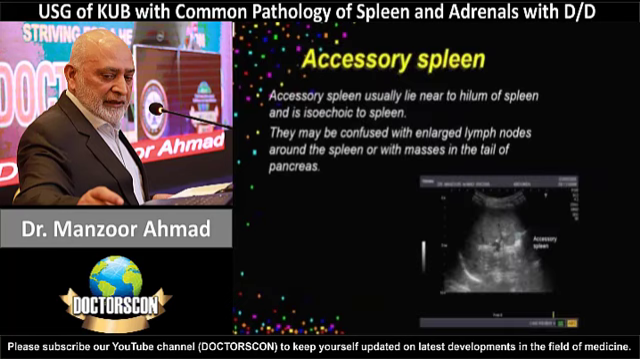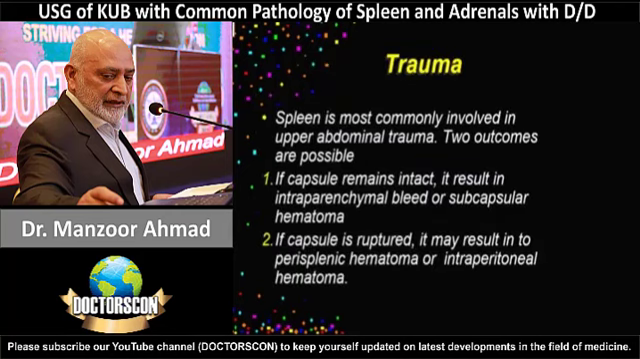Accessory spleen is the presence of an isoechoic area close to the spleen, and we have to differentiate it from hilar lymphadenopathy. The commonest abnormality is the enlarged spleen.